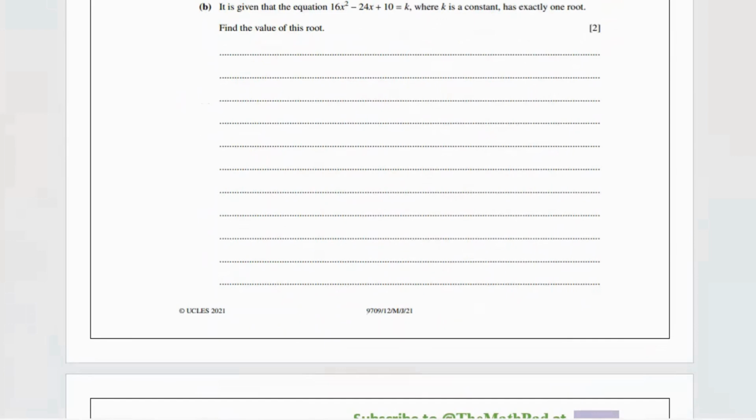Then it says it is given that the equation 16x squared minus 24x plus 10 equals k, where k is a constant, has exactly one root. Find the value of this root. So if it has exactly one root, that means it's tangent. So we're going to use b squared minus 4ac equal to 0. When in the question it says the curve is tangent to the line or has exactly one root, you use b squared minus 4ac equals 0.